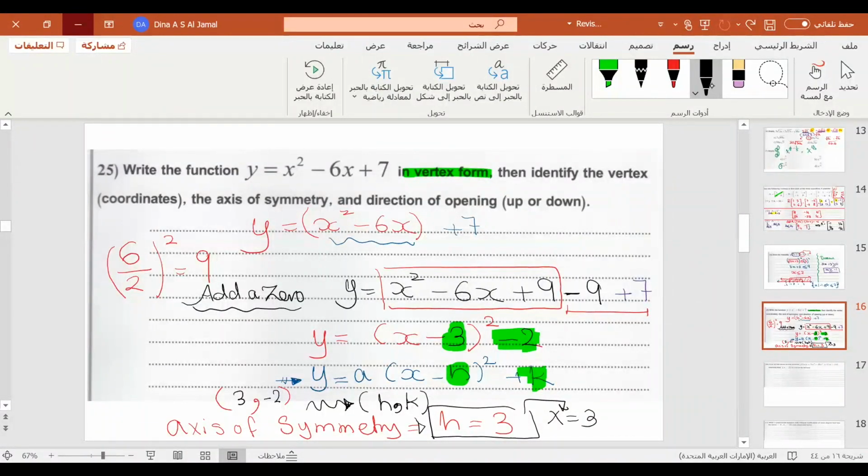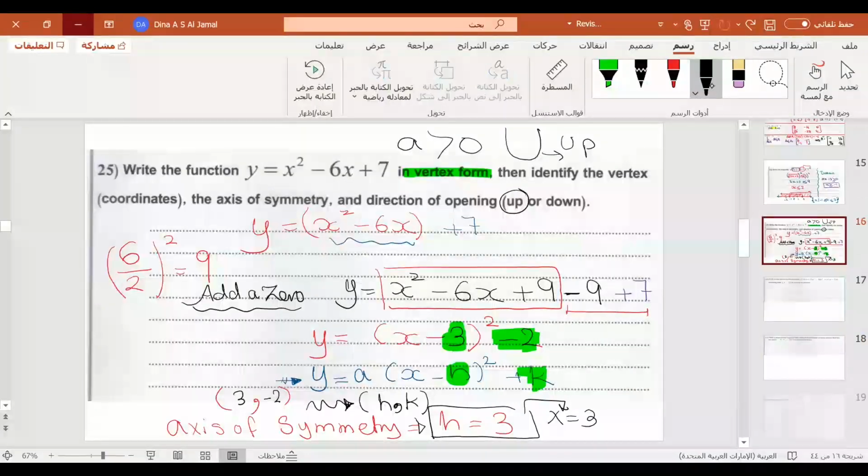Now, what is the direction of opening? Here I'm having a positive number and here I was having a positive number. That means your a is bigger than 0. It is positive, so it opens up. So from the beginning, you have to tell him that it is opening up.